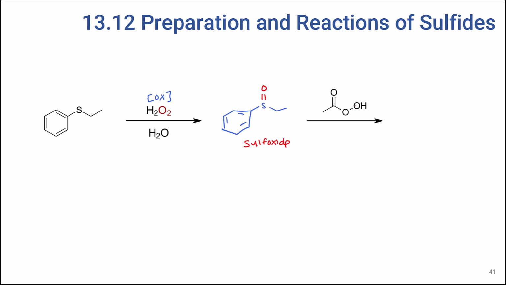We add another peroxy acid here. This is a peroxy acid. So we add a peroxy acid, and then we can form the sulfone, which is further oxidized. Instead of having just 1 double bond oxygen to sulfur, we're going to have 2. This is a sulfone.